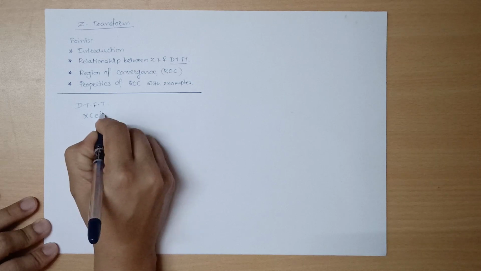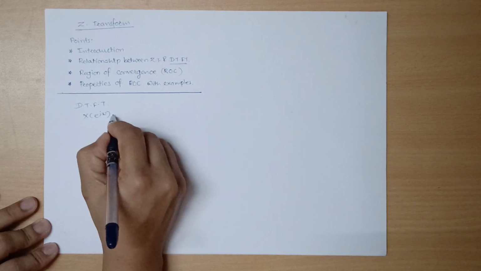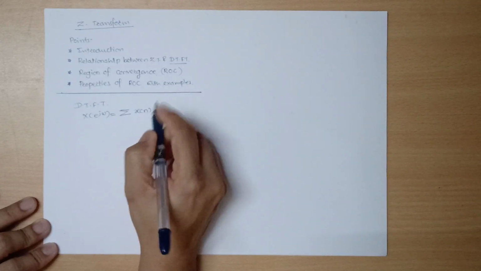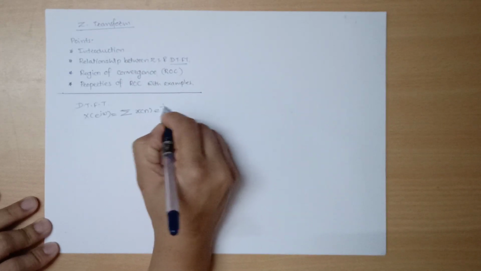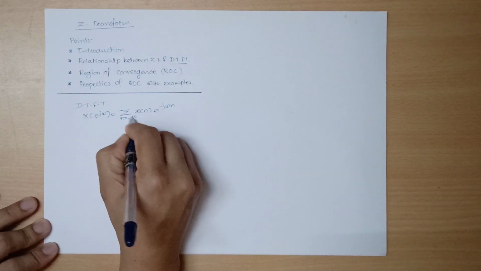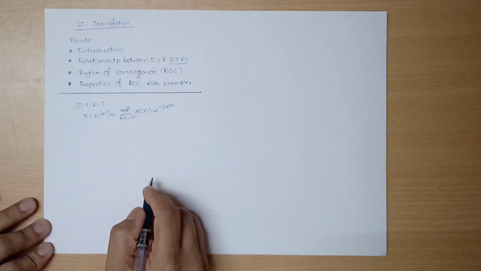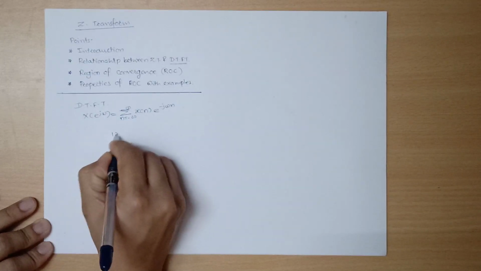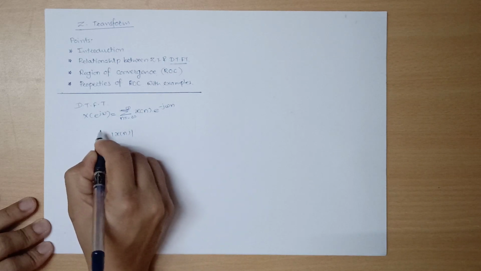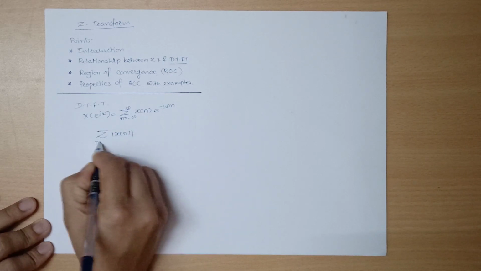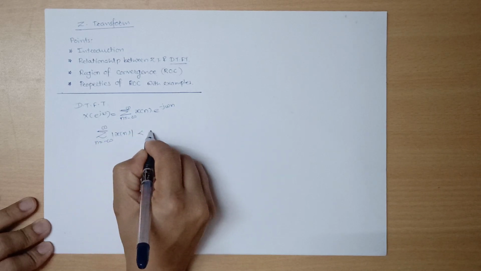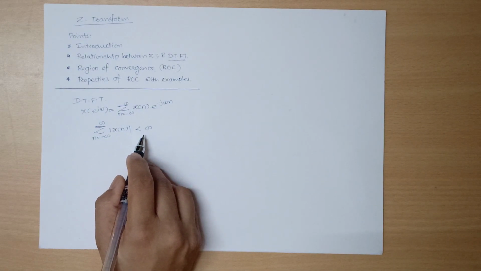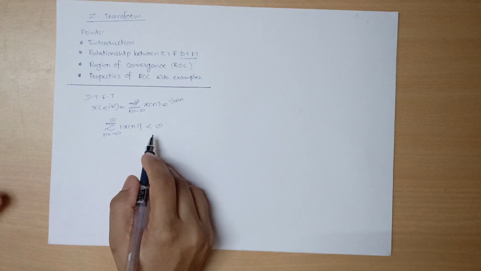We call Fourier transform X of e raised to j omega equal to summation of the signal x of n, this is a discrete time signal, multiplied by e raised to minus j omega n, where n varies from minus infinity to infinity. But the important condition for the convergence of DTFT is that the signal must be absolutely summable. This sum should be less than infinity.